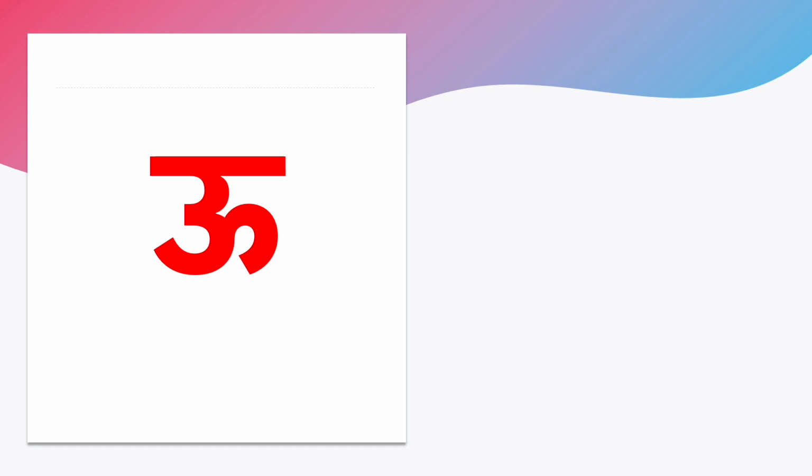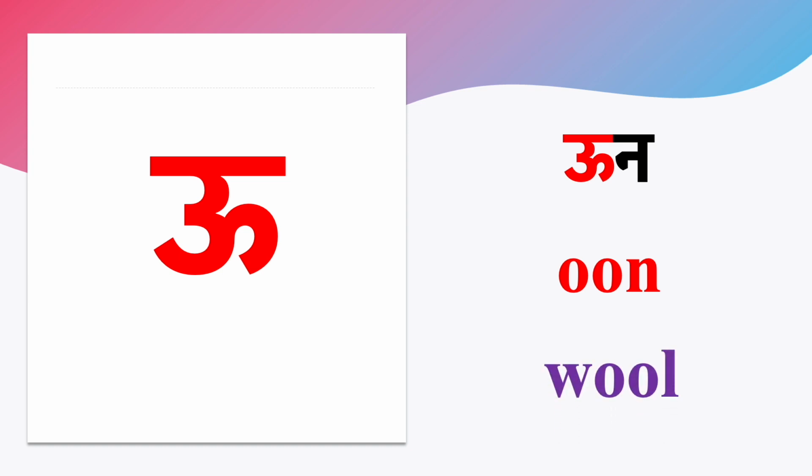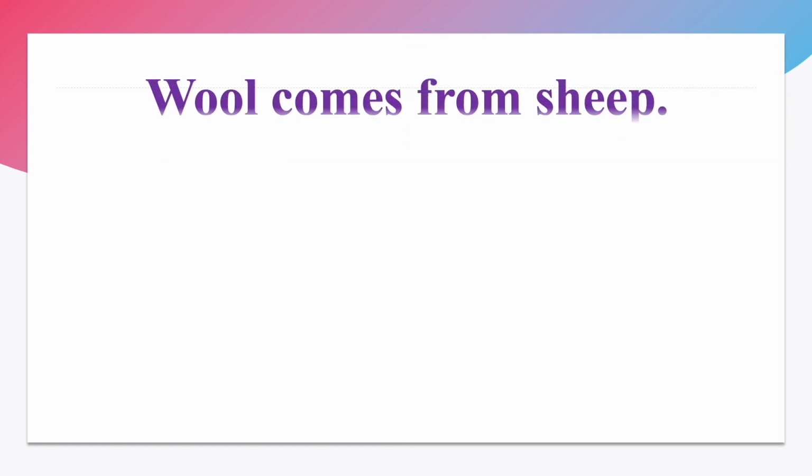ऊ. The first word with ऊ is ऊन, wool. Wool comes from sheep.